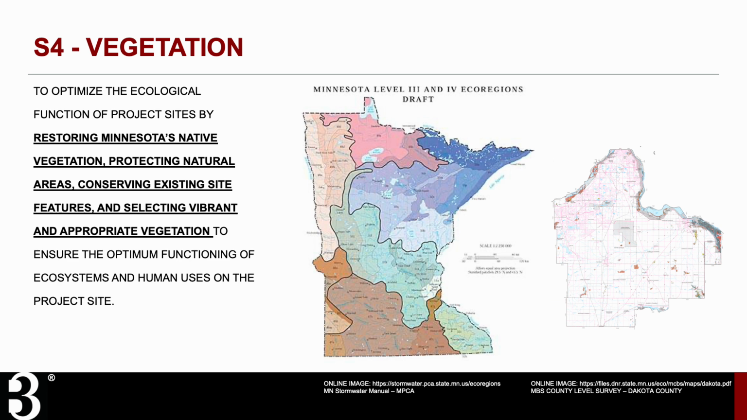And so within the guidelines, we ask that project teams evaluate the location of their project site relative to other natural areas, scientific natural areas, and areas that are part of the MBS survey to determine what the most appropriate habitat type is, but also the most appropriate native vegetation based on more site-specific project conditions that the project team knows best.